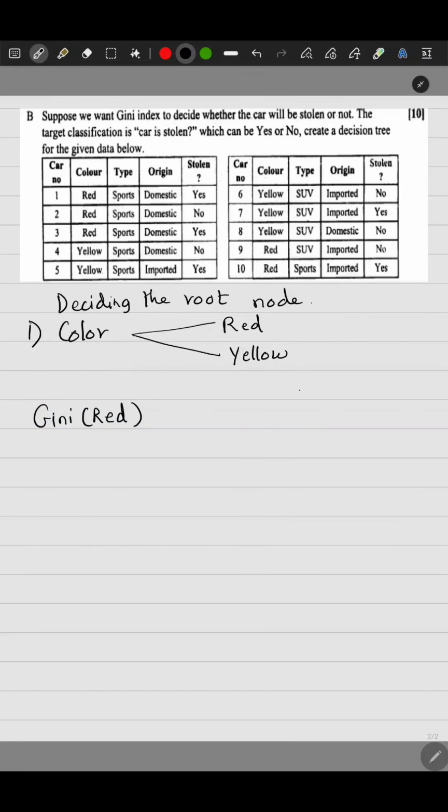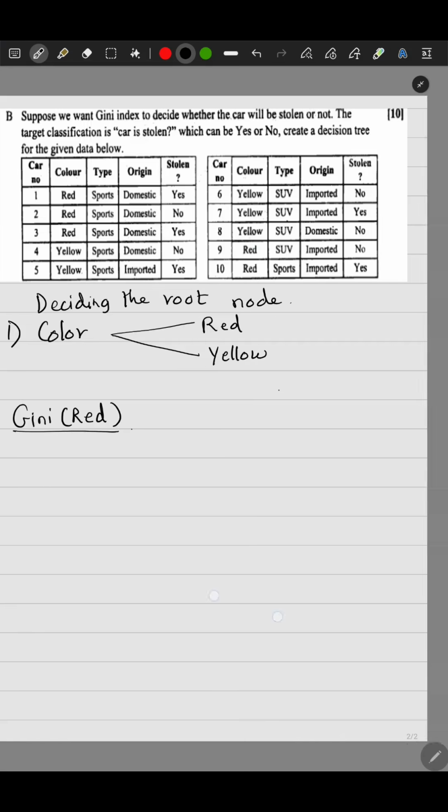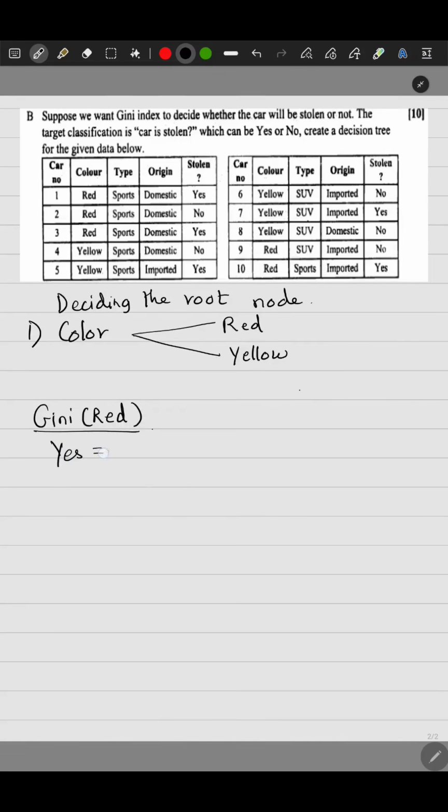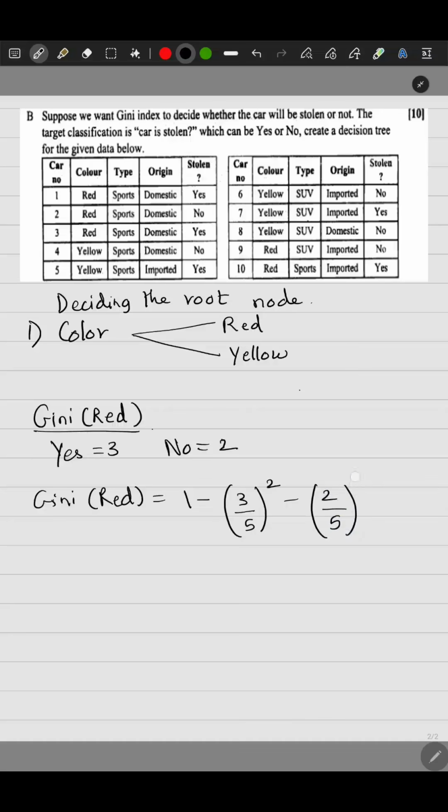So Gini impurity for red. For this calculation, what we'll need is how many cars are red. Cars number 1, 2, 3, 9 and 10 are red. Out of these, how many are yes and how many are no? Out of the red cars, 3 have been stolen and 2 have not been stolen. So the Gini impurity of red will be 1 minus the probability of yes squared minus the probability of no squared. If you calculate, it comes out to be 12 upon 25, which is 0.48.